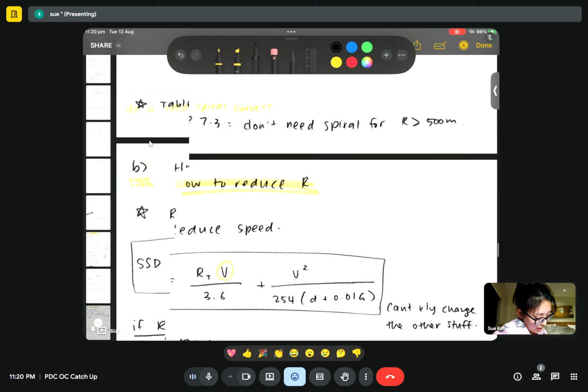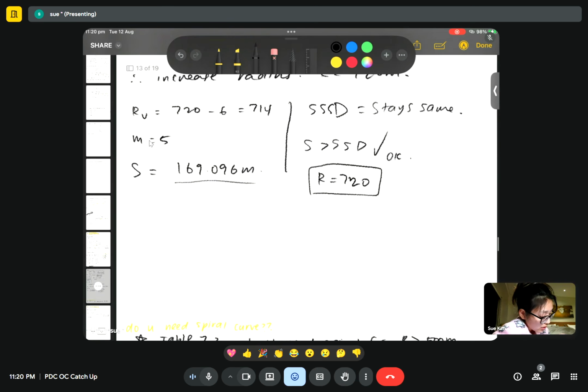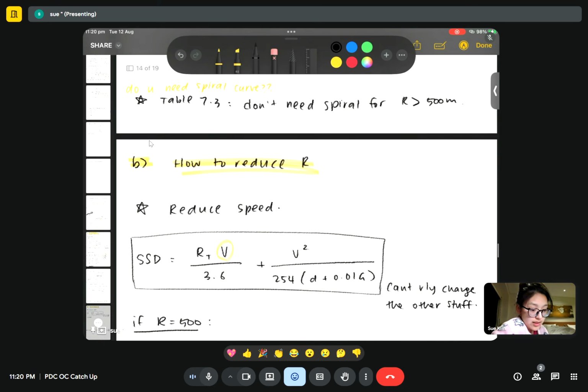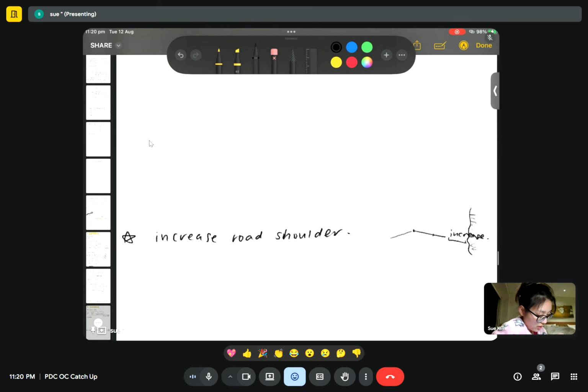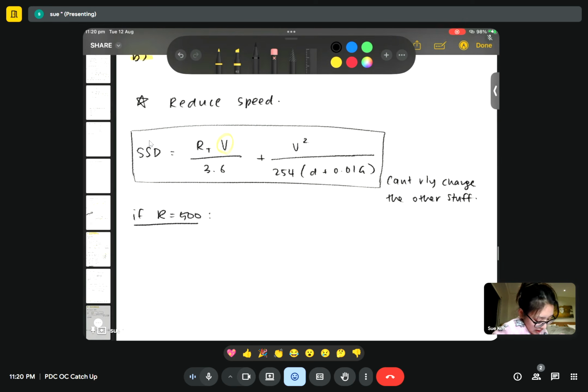Okay, now the second question says that the radius has a requirement that it has to be less than 500 meters, right? But right now, we just said we want our radius to be 720 meters. So obviously, we need to change something like the road to make our radius reduce to 500 meters. So how can we reduce the radius? There's a couple of things we can do. Firstly, we can reduce speed, or we can increase the road shoulder. So let's start with reducing speed first. The new radius has to be at least 500 meters or less.